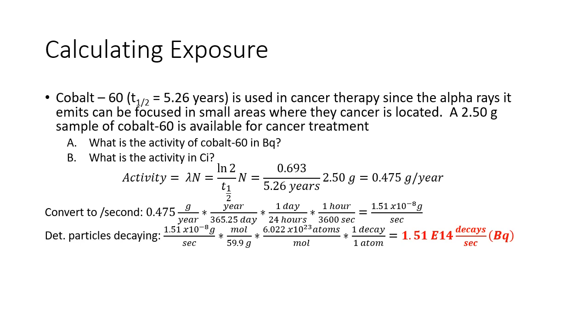All right, so now we want to convert to curies. We have a relationship between the number of becquerels and curie, and we use it. And we find that we have 409 curies of radiation that we will be exposing this poor cancer patient to in order to hopefully cure them of cancer. So, oh, the fun of radiotherapy.